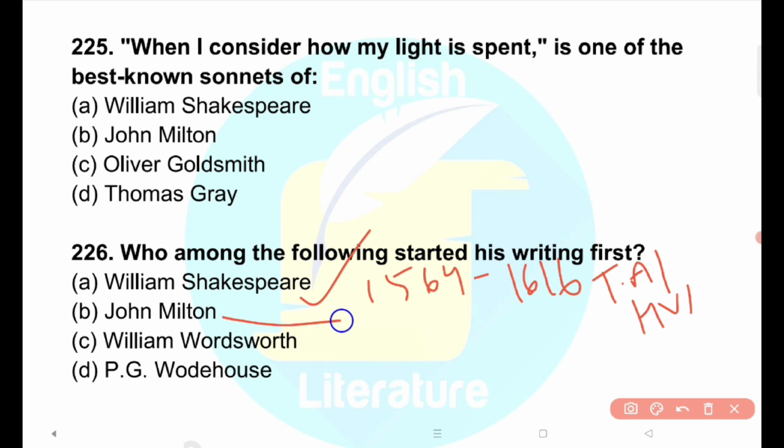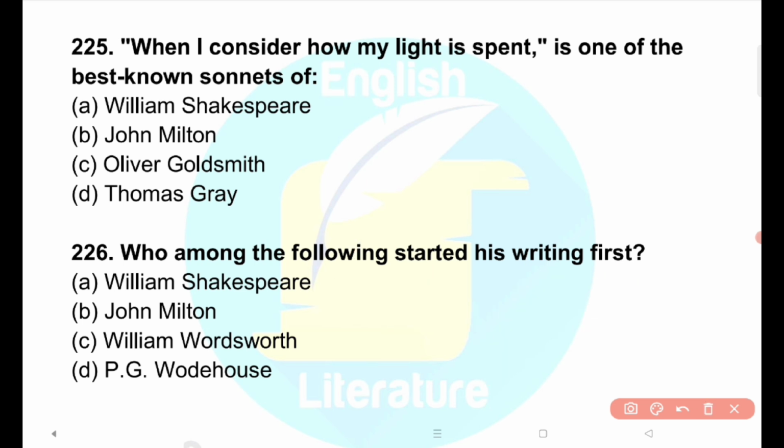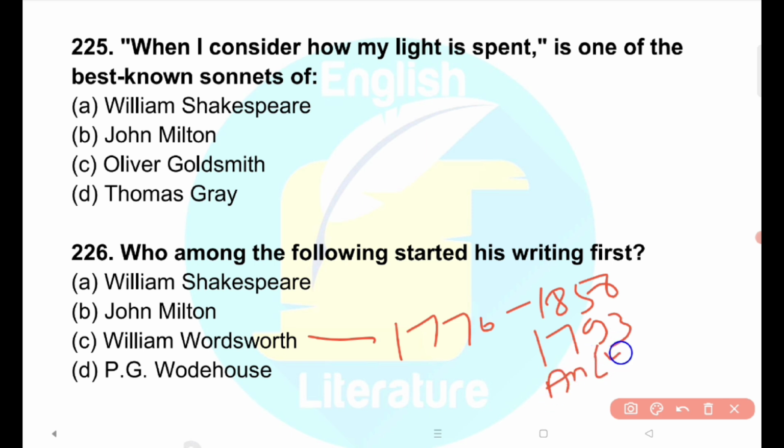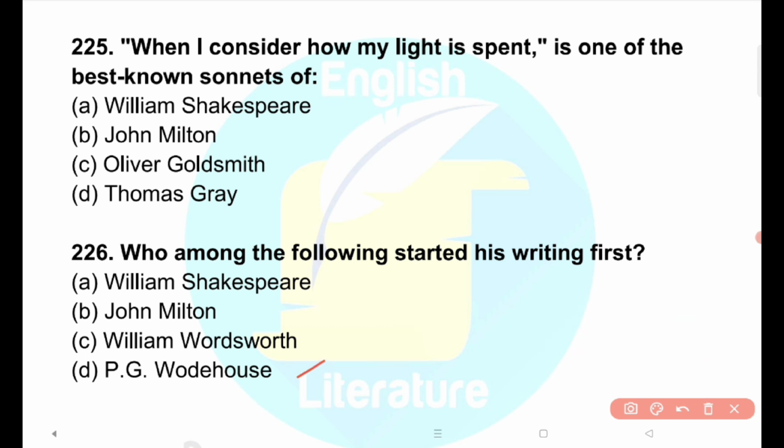John Milton, 1608 to 1674, started writing much later, publishing L'Allegro and Il Penseroso in the 1630s. William Wordsworth, 1770 to 1850, published his first work in 1793, An Evening Walk. And next, P.G. Wodehouse, 1881 to 1975, a 20th century writer.